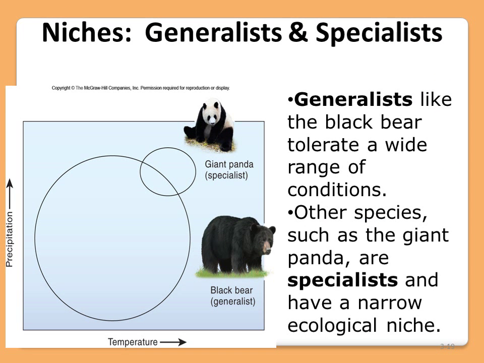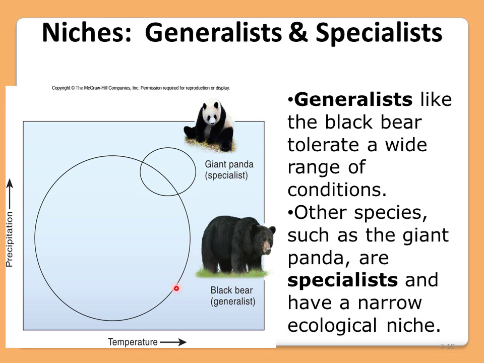There are generalists and specialists for niches, so essentially the job that they have or what they do in their community. They can be very general, where they do a lot of different things, live in a lot of places, eat a lot of food, and interact with a lot of organisms. Or they can be very specialized and only live in certain conditions and eat a very limited food source, like the panda just eating bamboo, whereas the black bear eats lots of other species. And so the black bear here is our generalist.